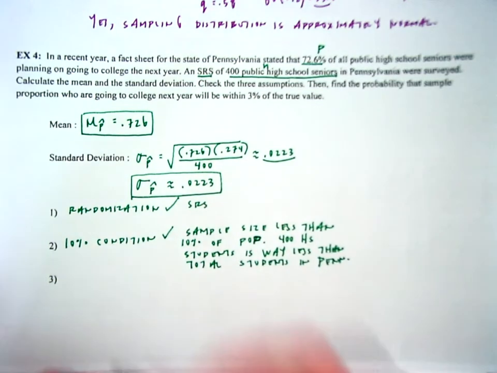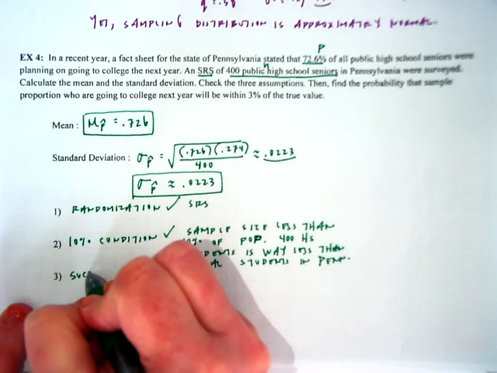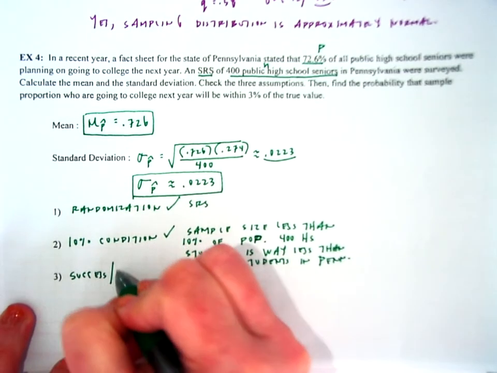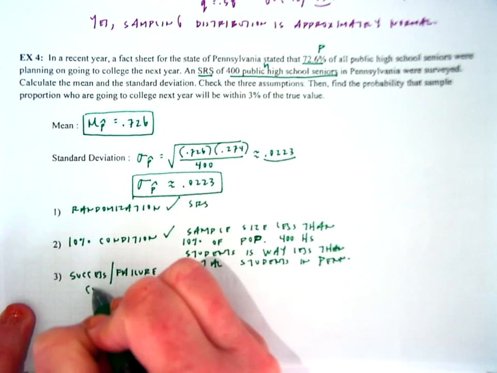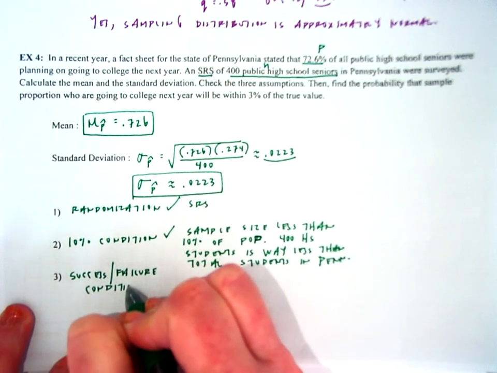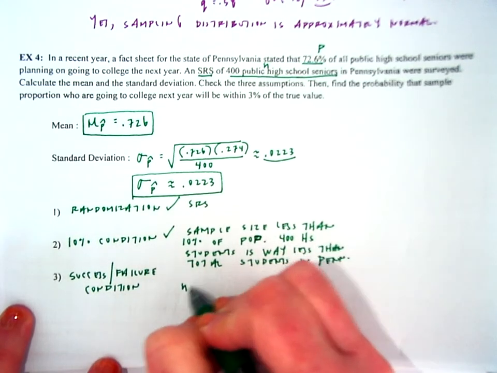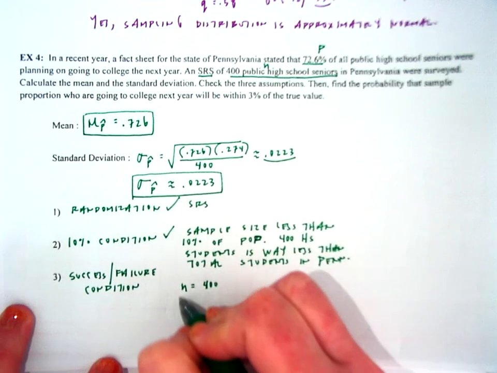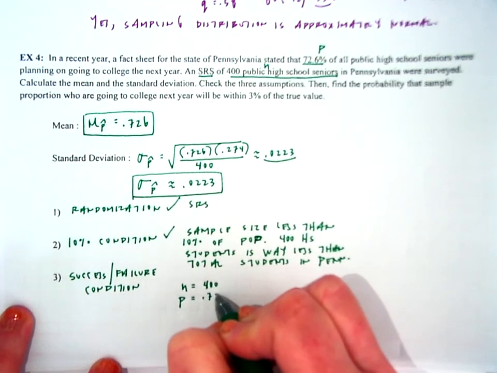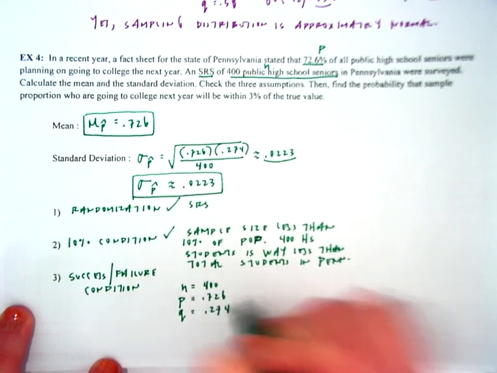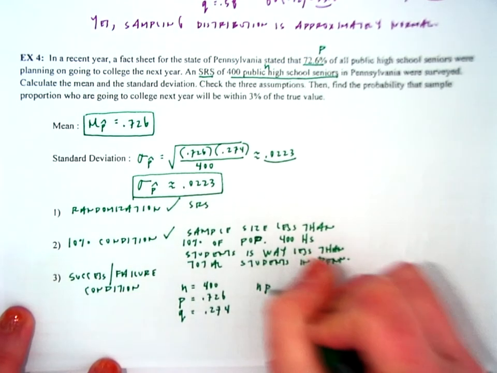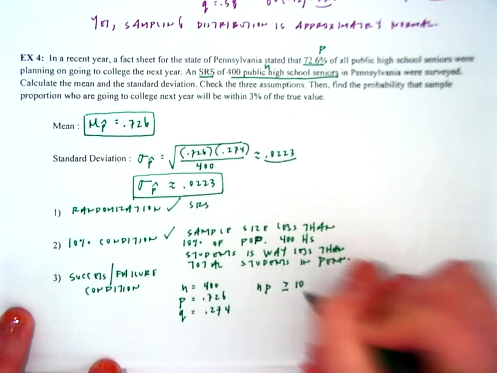So 400 high school students is way less than the total students in Pennsylvania. I'm just going to abbreviate. Okay. And then lastly, I'm looking at the success failure condition.